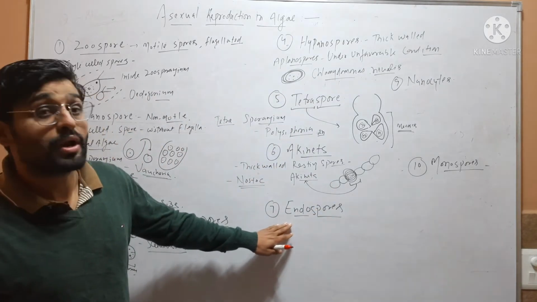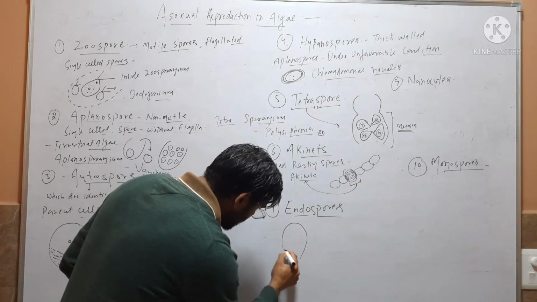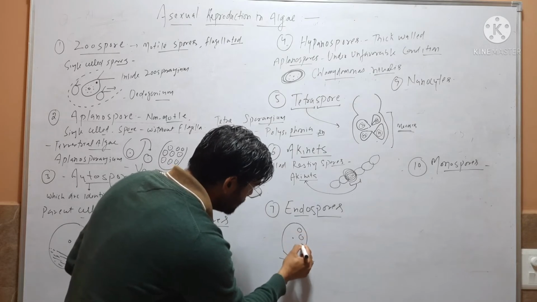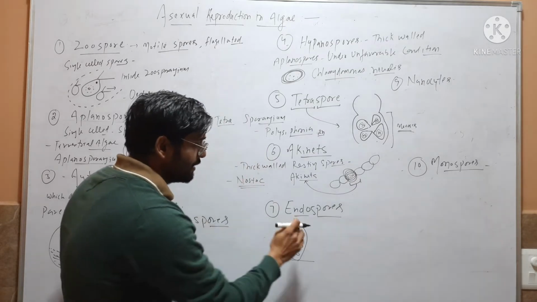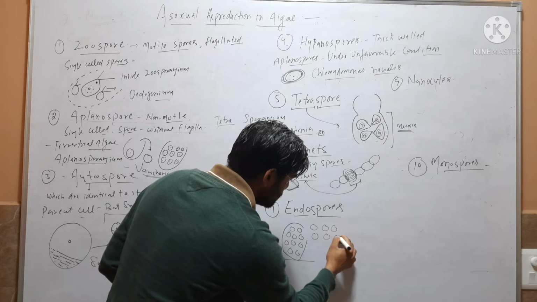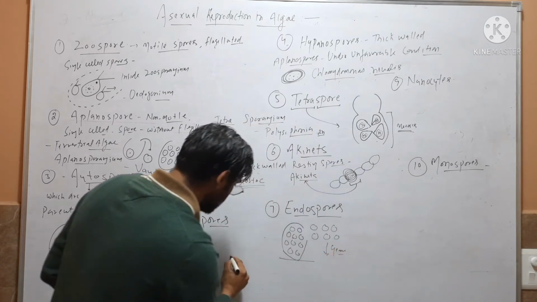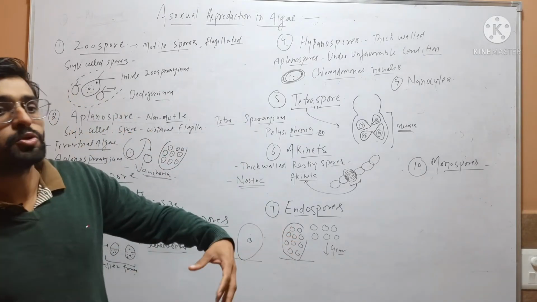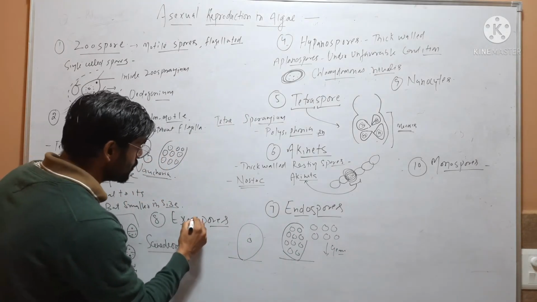Next are endospores. Endo means inside. Spores that are produced inside the cell. Suppose this is a cell and its protoplasm divides into smaller miniature protoplasts, and then these smaller protoplasts will come out and germinate and form new individuals similar to the parent. So these are called endospores, spores that are produced inside. Next one is exospores.